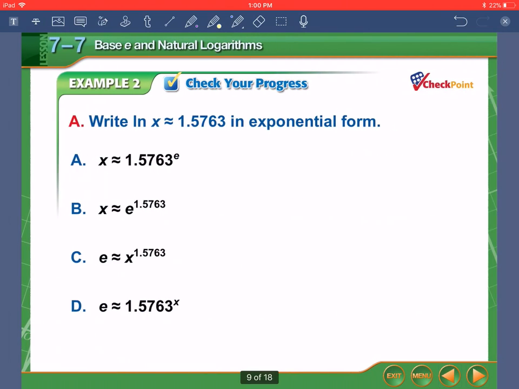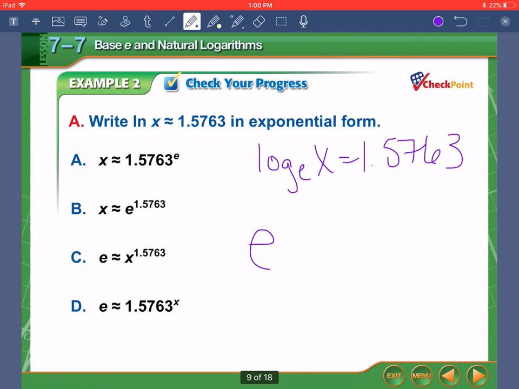Writing natural log of x equals 1.5763, rewrite it as log base e of x equals 1.5763. So e to the 1.5763 power equals x. So that would be B. The squiggly equal sign is approximate because it's been rounded. So that's why that's different than just a straight normal equal sign.